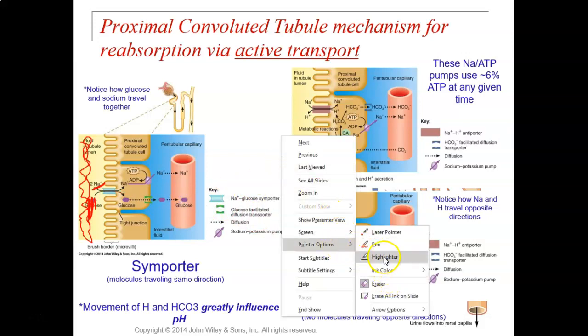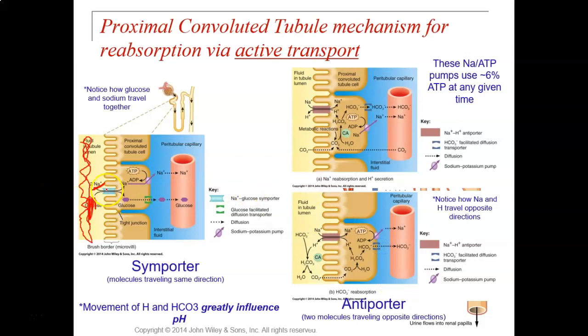So this diabetes medication, Invokana, blocks the reabsorption of sodium. Well, that's a symporter. So if we block the reabsorption of sodium, then glucose can no longer cross the tubule wall. Does that make sense?